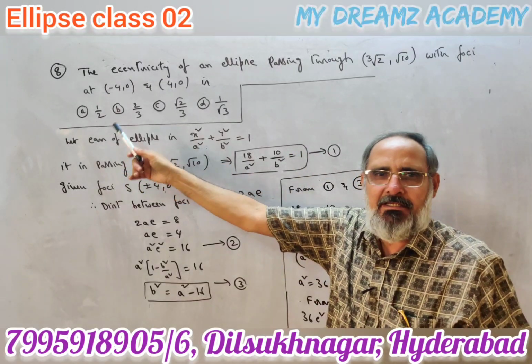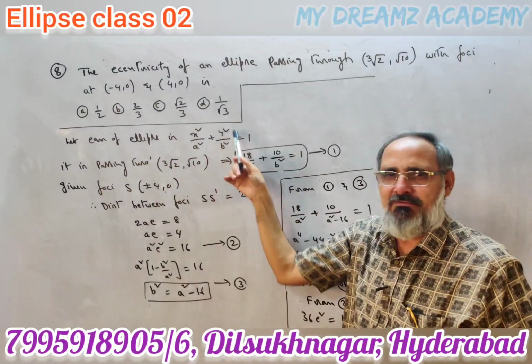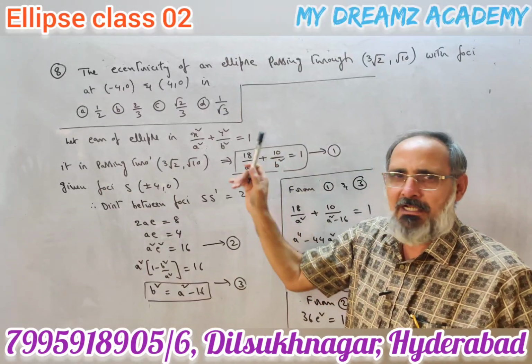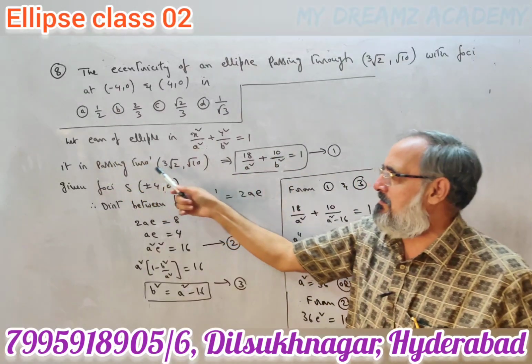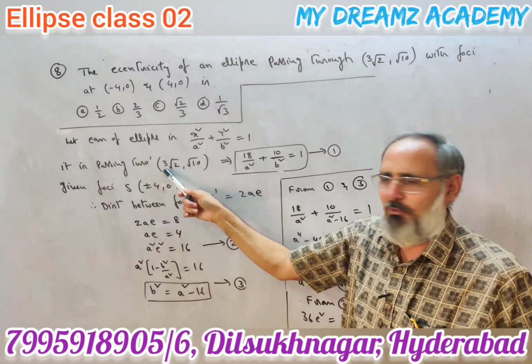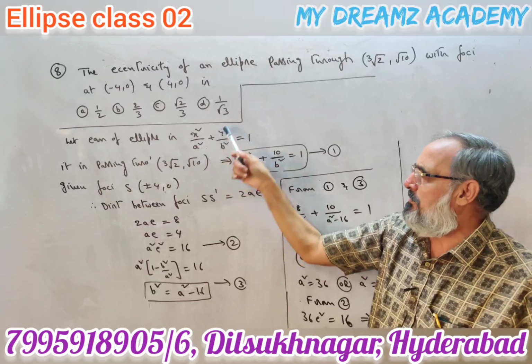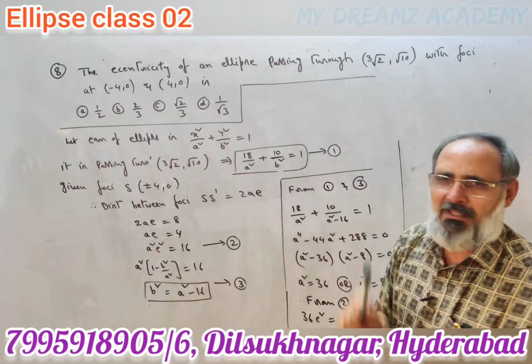You can create a dummy equation of the ellipse. Let the equation of the ellipse be x²/a² + y²/b² = 1. Condition number 1: since it is passing through (3√2, √10), wherever x is, you can keep 3√2. (3√2)² means 18 by a², plus (√10)² is 10 by b², equal to 1. That is equation 1.